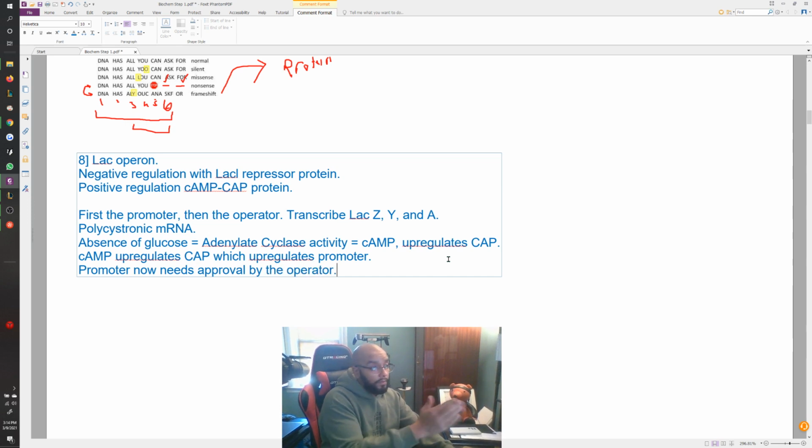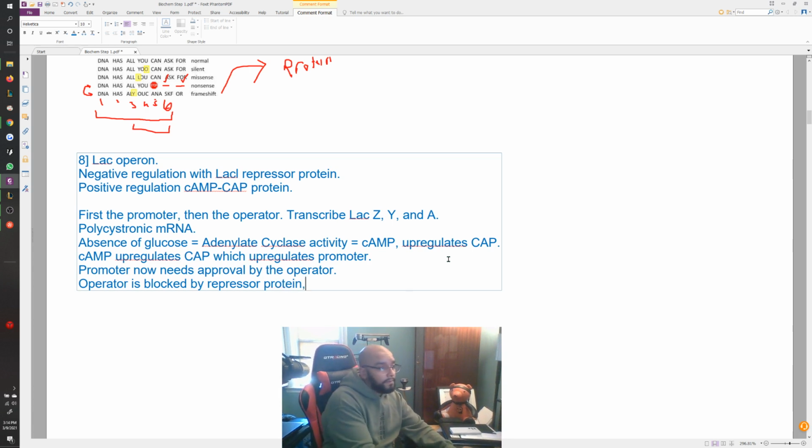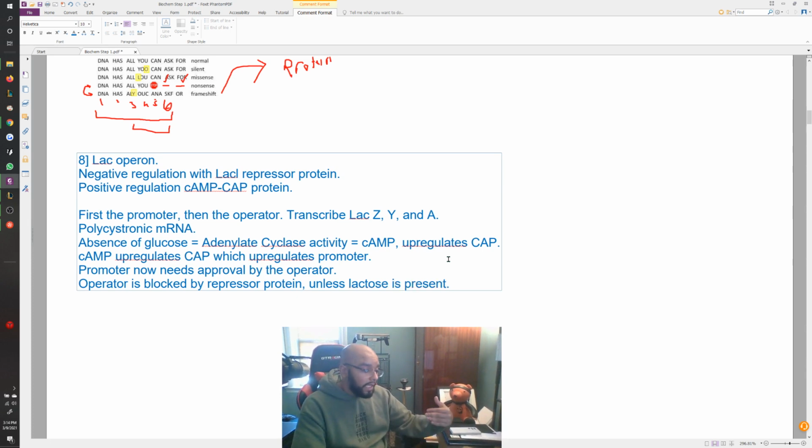Okay, now the operator is blocked by repressor unless lactose is present. Right, and that's the story here. So at the bottom half of that genetic image they're showing you, you can see that lactose is actually able to go block off the repressor protein from doing its job. So now repressor protein is not working.